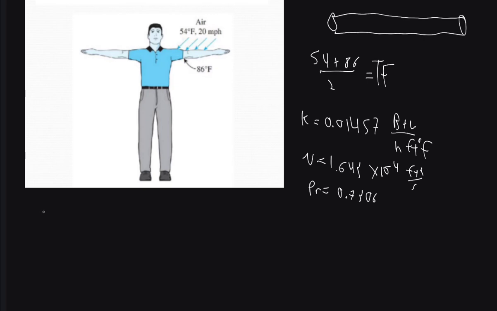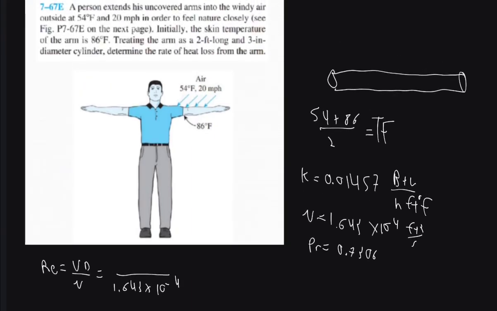The first step is always calculate the Reynolds number. That's velocity times the diameter over the kinematic viscosity. We have the kinematic viscosity right there, 1.643 times 10 to the negative 4. Perfect. Now we need the velocity and the diameter. 2 foot long, 3 inch diameter. All of these are in feet, so we need to make all of the units consistent. So 3 inch divided by 12, that's how many feet?